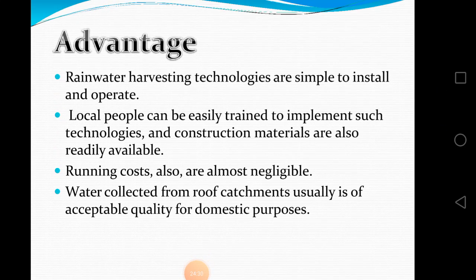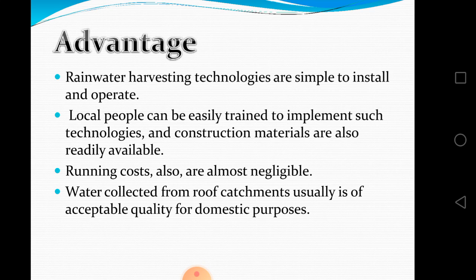Rainwater harvesting technology is simple to install and operate. It's a very simple method, and local people can be easily trained to implement such technologies, and construction materials are readily available. Running costs are almost negligible. Water collected from roof catchments is usually of acceptable quality for domestic purposes. As we discussed before, in the rainwater harvesting method there are only advantages. The only disadvantage is the initial cost, which is also not much, and everything else is advantages only.